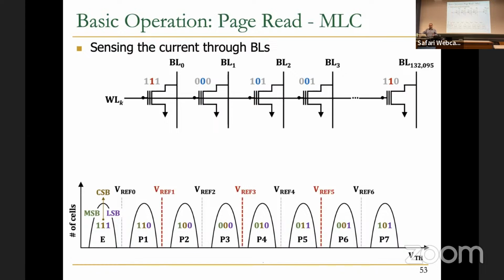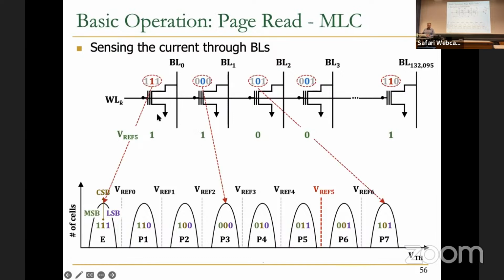Okay, so for reading CSP, you apply these 3 reference voltages, and you read. So first you apply VREF 5, and here are the data that you read. You can see that for some of them you read it correctly, like this one is correct, this one is correct, but this one is incorrect. And the reason is that VREF 5 was not enough in order to read that CSP.